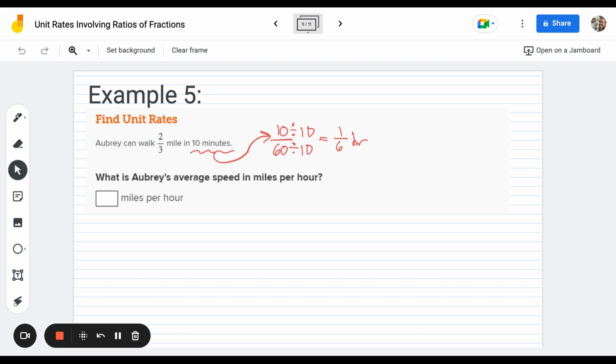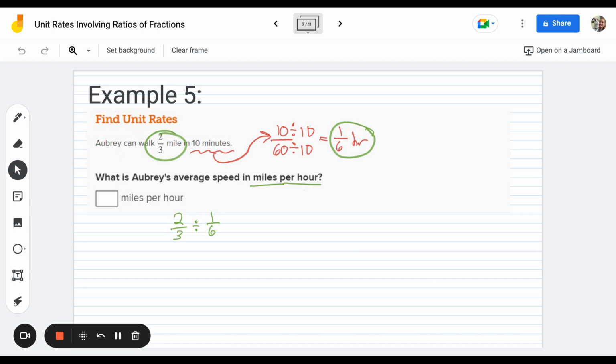So once I have my time, again, we're going to take a look at the question. It says, what is Aubrey's average speed in miles per hour? So miles per hour, that's the order in which we have to divide. So we do get Aubrey's distance, which is 2/3 in the initial problem. And then we do have our time now in hours is 1/6. So that's the division we're going to be doing. And again, the order is stated in the question, miles per hour. So we're going to do 2/3 divided by 1/6. And doing this division is going to tell us how many miles are in 1 hour that she can walk.